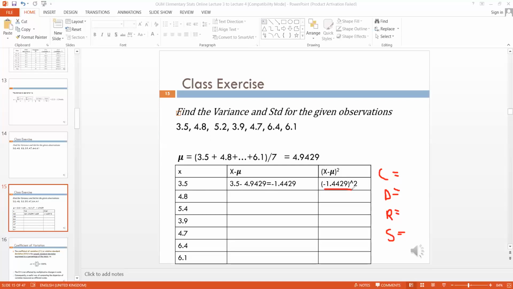After you finish everything, you find the summation of the square deviations from the mean. Then you divide by the number of observations, which is 7, to give us the variance. But to get the standard deviation, you find the square root of the variance.